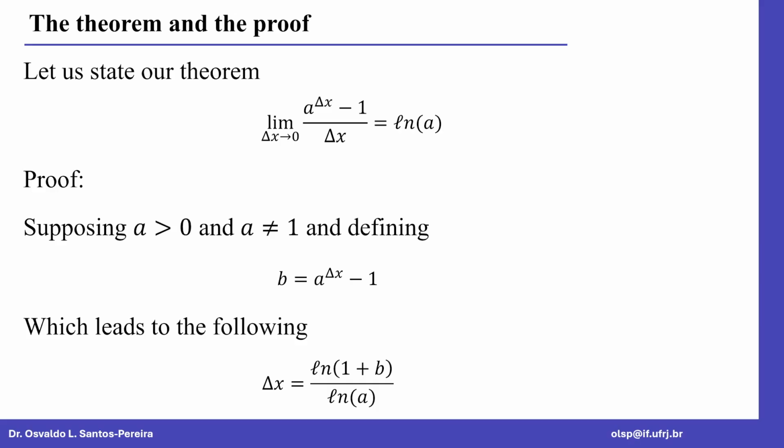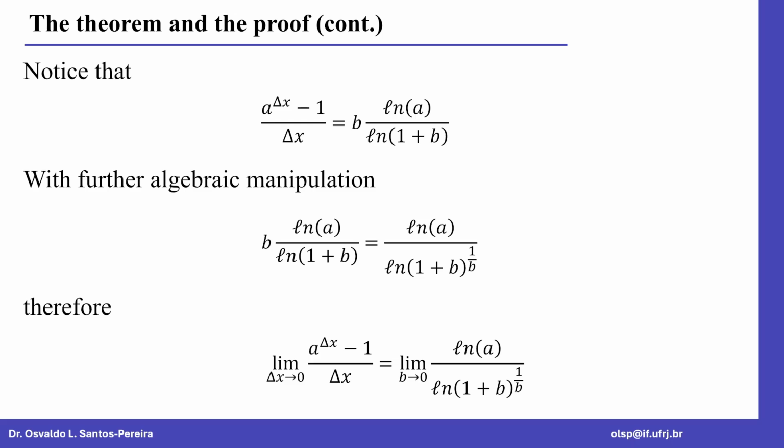We proceed by defining a new variable, b, as being equal to a to the power of delta x minus 1. Notice that as delta x tends to 0, so does b. Rearranging this definition leads to the following expression. Delta x is equal to the natural logarithm of the quantity 1 plus b divided by the natural logarithm of a. Observe that the ratio a to the power of delta x minus 1 over delta x is equivalent to b multiplied by the fraction natural logarithm of a over the natural logarithm of the quantity 1 plus b.